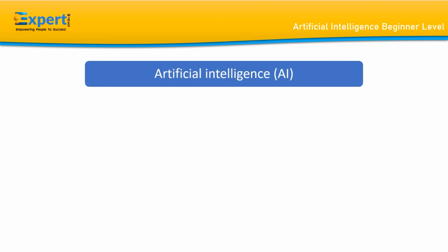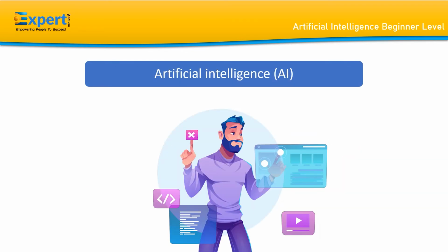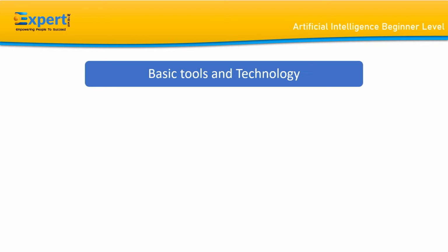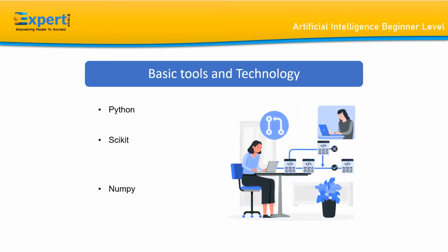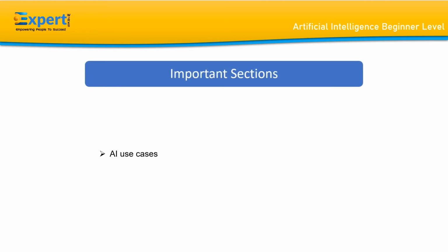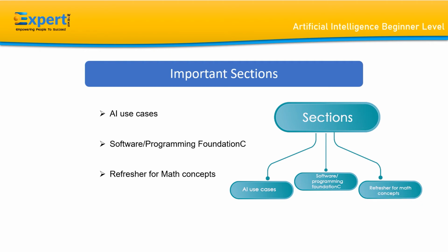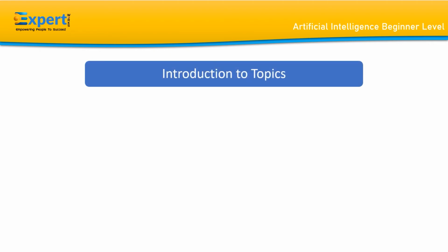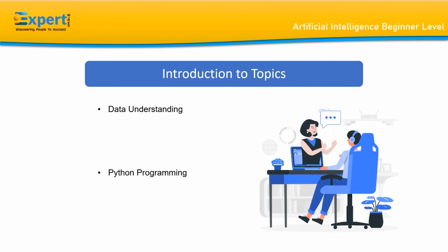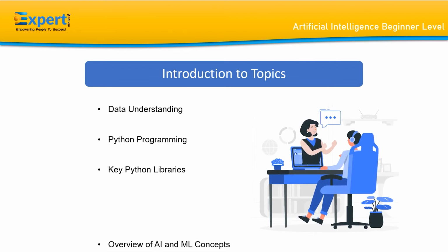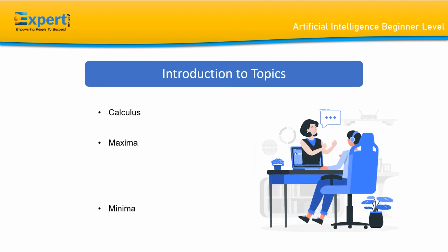In the beginner-level course, you will be first introduced to the concept of artificial intelligence and its applications. Under this topic, you will learn a lot of basic tools and technology like Python, Scikit, Numpy, Pandas, MatPlotlib, GGPlot, TensorFlow, and Keras. This concept is divided into three different sections: AI use cases, software/programming foundation, and refresher for math concepts. Under all these three sections, you will be introduced to many topics like data understanding, Python programming, key Python libraries, overview of AI and ML concepts, linear algebra, calculus, Maxima, Minima and Optimization Techniques.